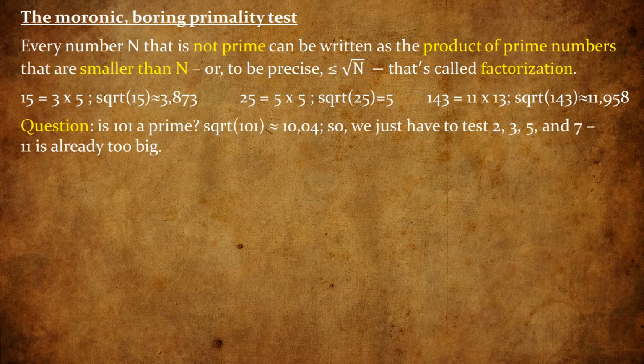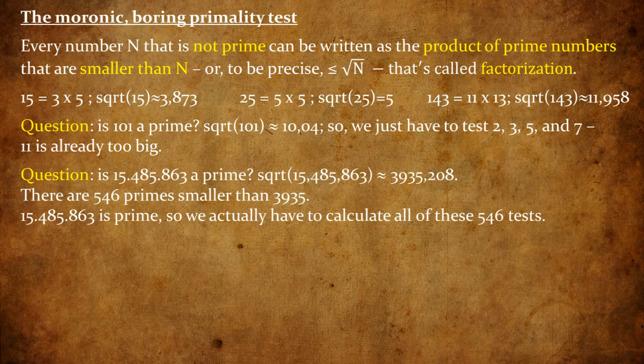So if you want to know if 101 is a prime number, just take its square root. The root is roughly 10, so you have to test 2, 3, 5 and 7. The 11 is already too big. And because 101 can't be divided by 2, 3, 5 and 7, it is a prime number. It has to be. But that's easy.